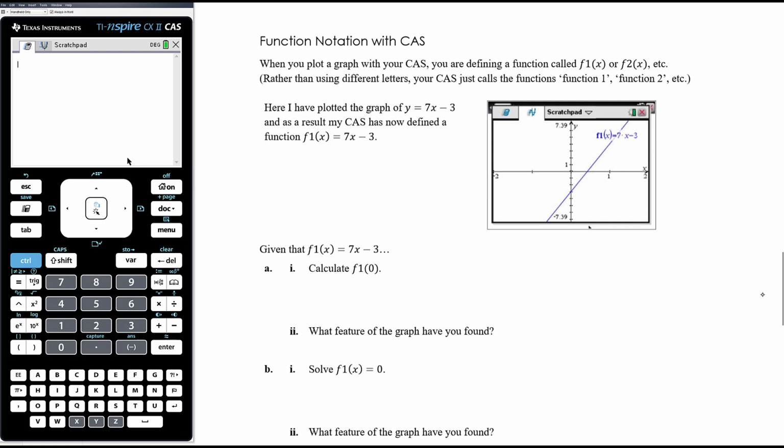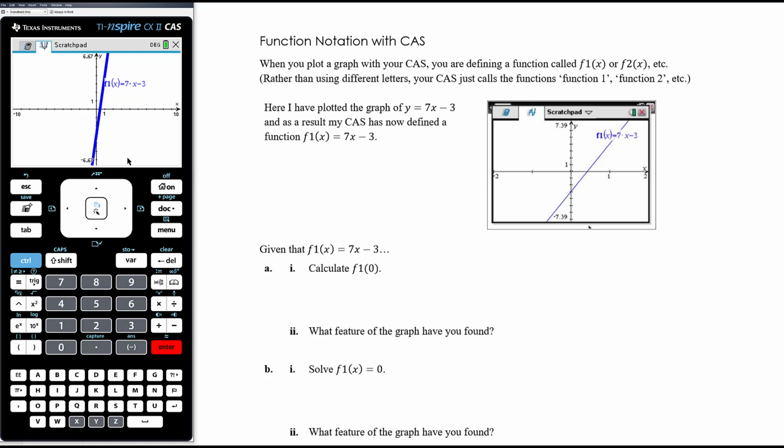Okay, so let's go back to where we first saw the function notation, which was with our CAS. As we saw, when we plot a graph with our CAS, we are defining a function. Let's stick with the one that's in the notes here. I've used the scratch pad button to get over to the graphing screen. I currently can't see the entry line, so I'm going to press tab, and it says f1 of x. And when I draw the graph 7x minus 3, I automatically define a function in my CAS. My CAS now understands that if I type f1 in the calculator screen, I am referring to the rule 7x minus 3.